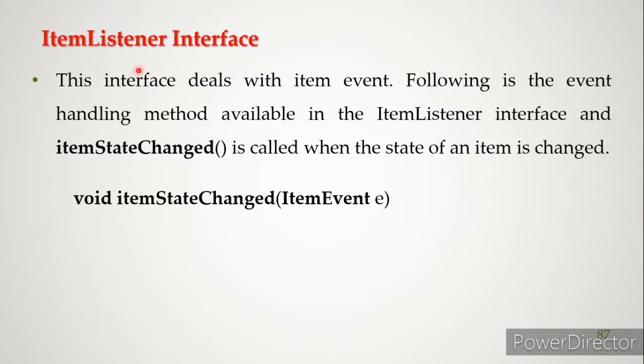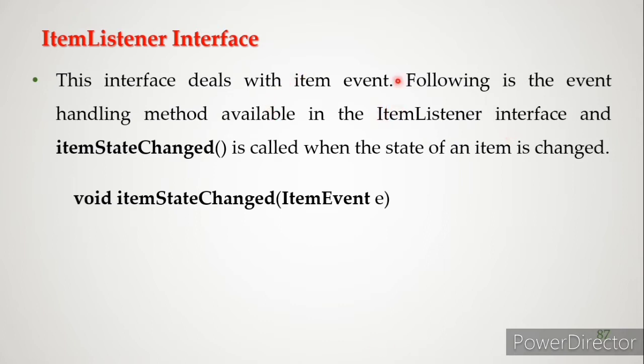Next is the item listener. This interface deals with item events, meaning when using checkboxes or a list of items, we are checking or selecting items. At that time an item event will be generated. Also when we use radio buttons, the item event will be generated and it will call the item listener interface. The following method is available for the item listener interface.